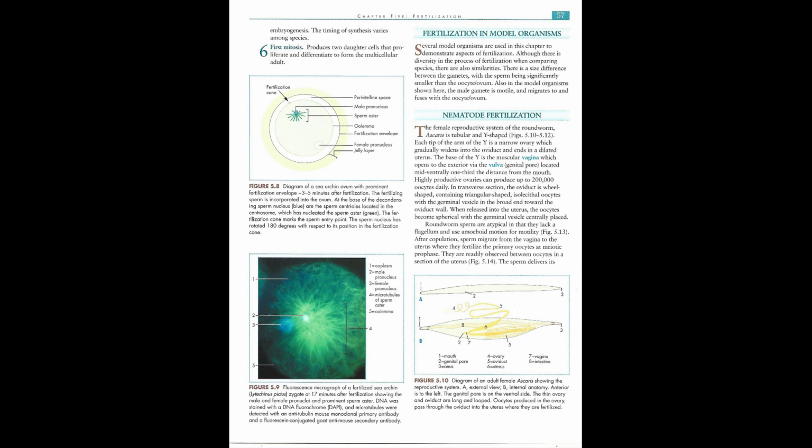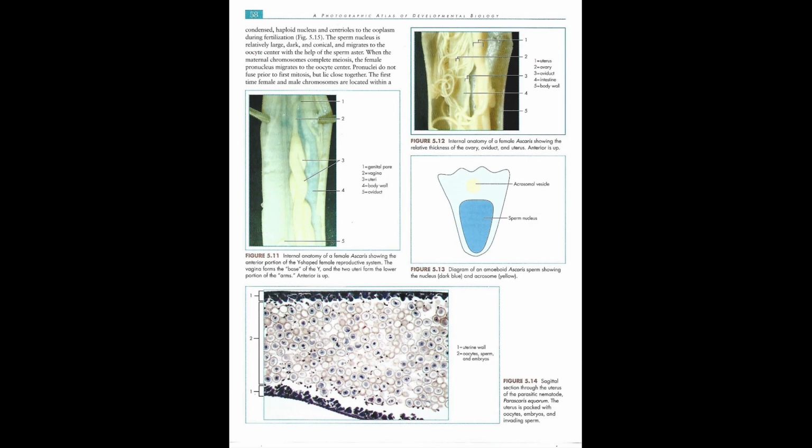After copulation, sperm migrate from the vagina to the uterus, where they fertilize the primary oocytes at meiotic prophase. They are readily observed between oocytes in a section of the uterus, Fig 5.14. The sperm delivers its condensed, haploid nucleus and centrioles to the ooplasm during fertilization, Fig 5.15.